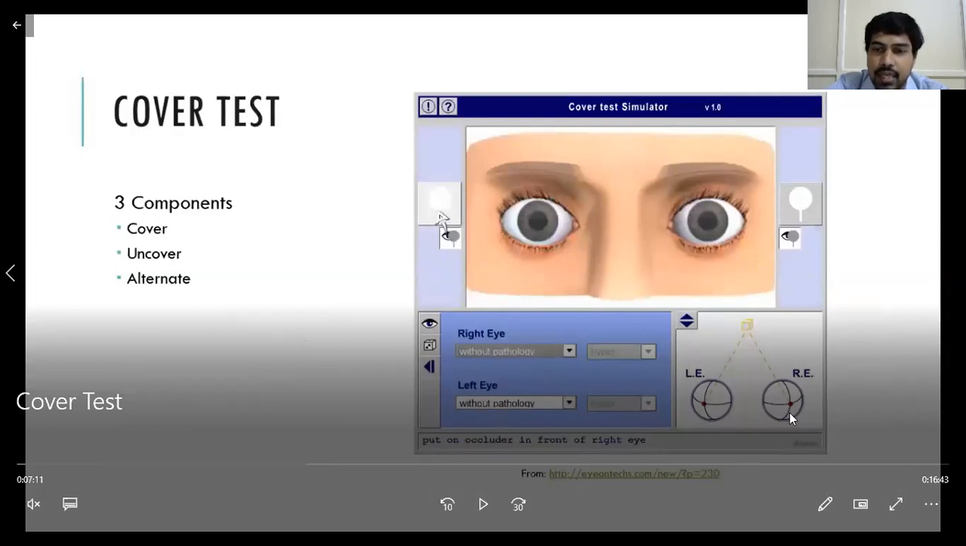Here you can see this diagram, which I told you for diplopia and confusion. Both the images are falling on the fovea of both the eyes, the left eye as well as the right eye. There is no diplopia, everything is fine. So in this patient both the eyes are looking straight, there is no pathology, everything is good. The patient is happy, you are happy, I'm happy.